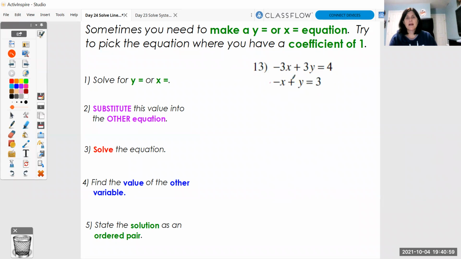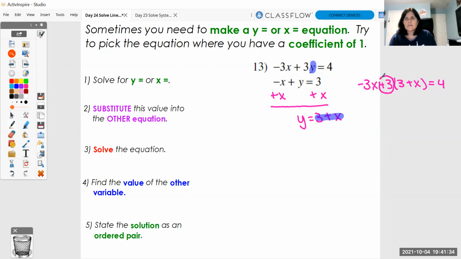So in number 13, I'm going to eliminate this negative x because I don't want to be working with a negative number. So I'm going to just add x to both sides, which means that this new equation will be y equals 3 plus x. So instead of y, I'm going to use 3 plus x. Remember, you have to substitute it into the other equation. So we have negative 3x plus 3 times 3 plus x equals 4.